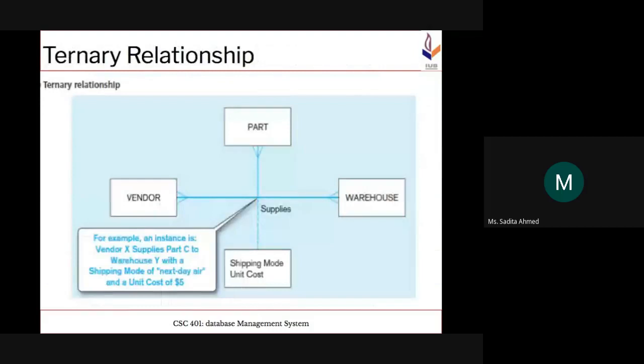This fact, how could you represent that here? No. Because if you attach the circle here, then what are you talking about? Are you talking about the vendor or the warehouse?